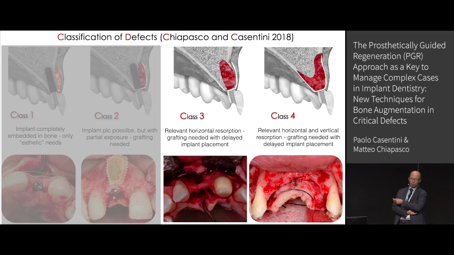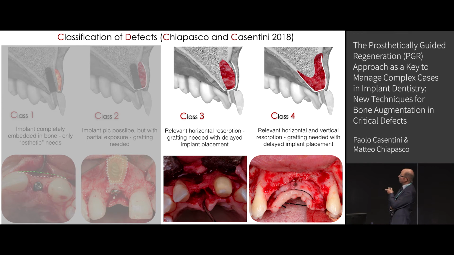Class 3 represents mainly horizontal resorption, because you know that you will never have one direction resorption. It's always a three-dimensional phenomenon with a dominant side. But as you can see from the slide, it is impossible to place an immediate implant. So by definition, class 3 means delayed implants after regeneration / reconstruction.